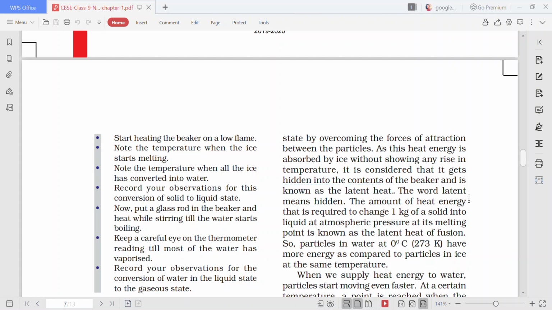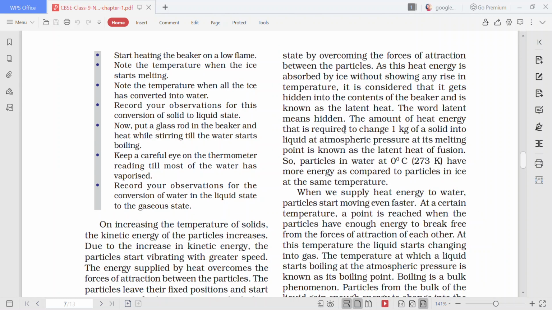Next children, the word latent heat means hidden. Latent means hidden. Why are we calling it hidden? Because this heat is not being shown by the thermometer. It is hidden. That is why we call it hidden heat or latent heat.